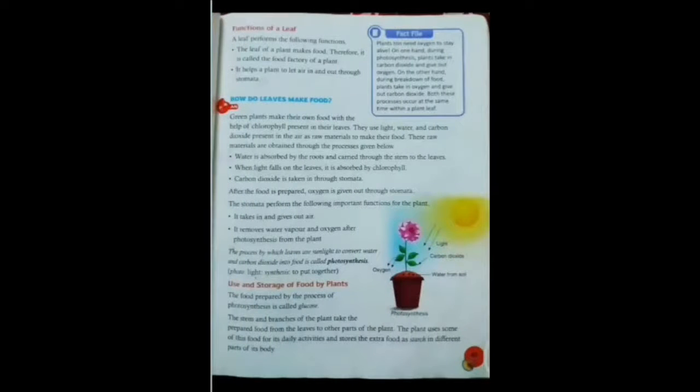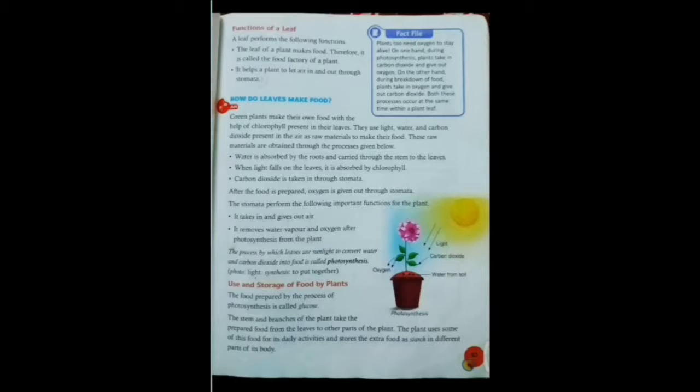Our next topic is functions of a leaf. A leaf performs mainly two functions. First one is the leaf of a plant makes food. That's why it is called the food factory of a plant. And the second function is leaf helps the plant to let air in and out through stomata. Okay, so these are the two main functions of leaves.